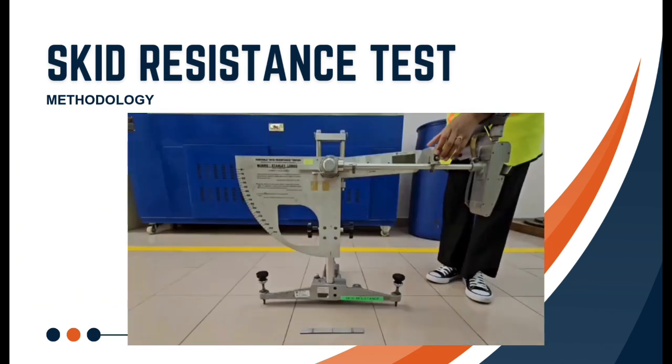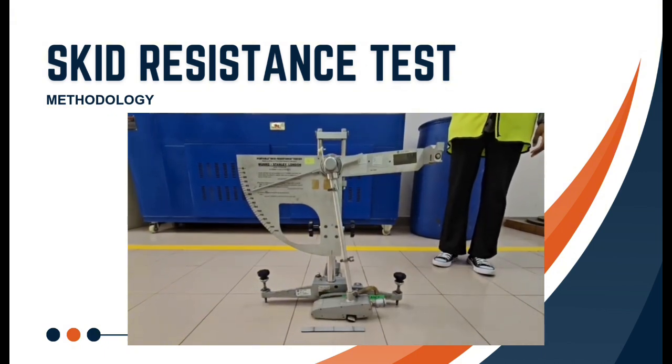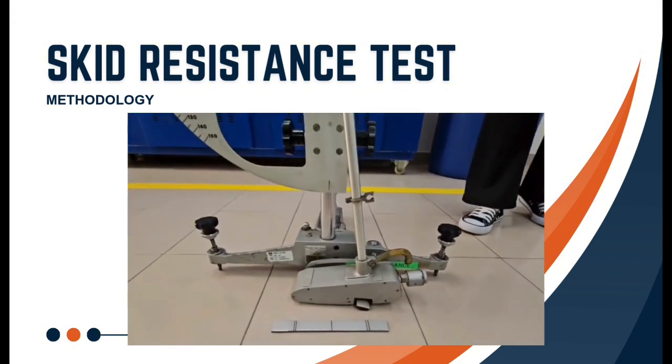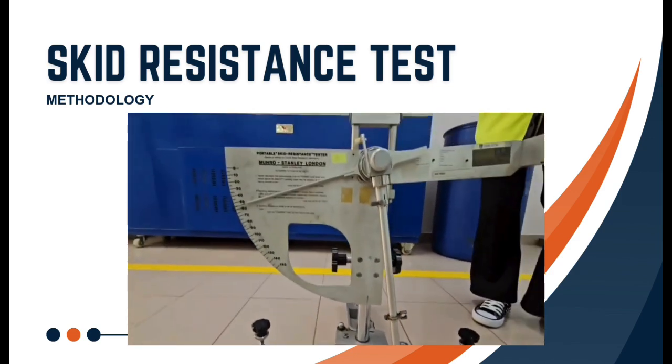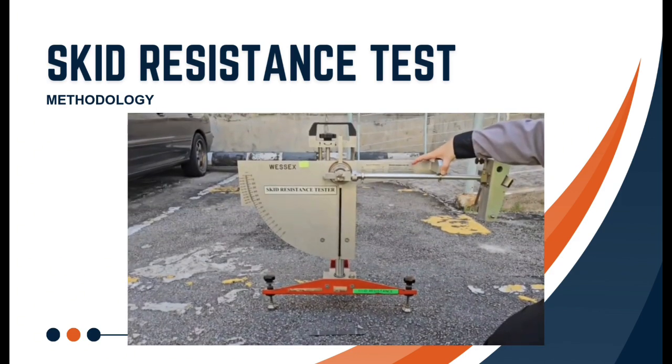The pendulum arm was placed in the release position, then it was released by pushing the button. 3 swings were made and the mean reading was recorded. Lastly, all steps were repeated for both wet and rough surface.